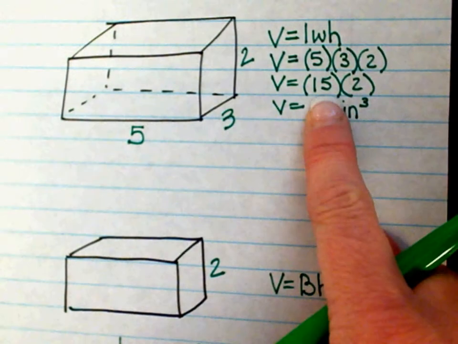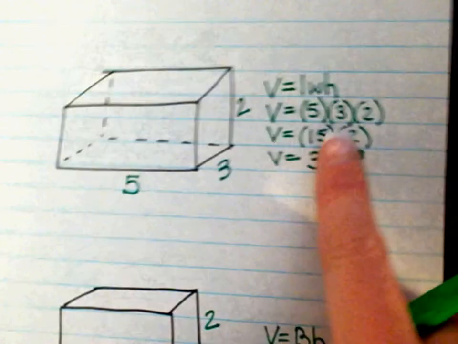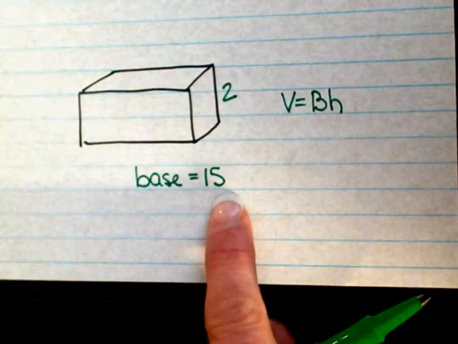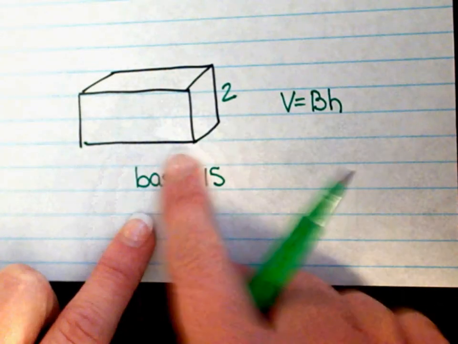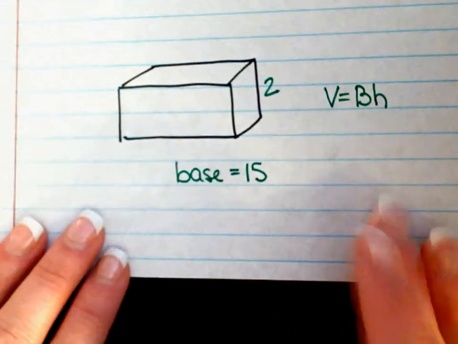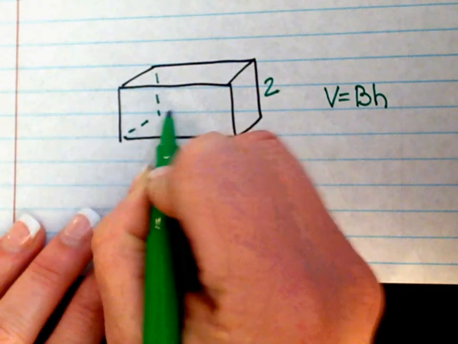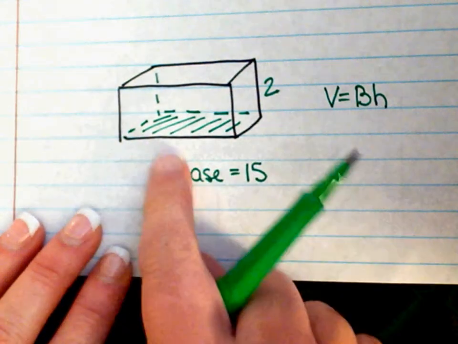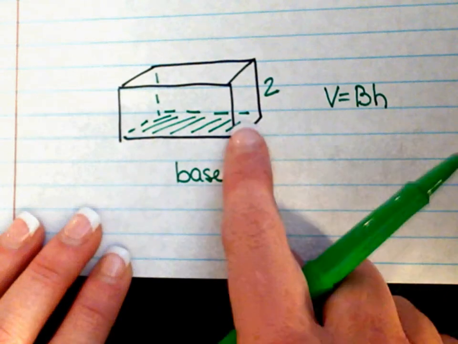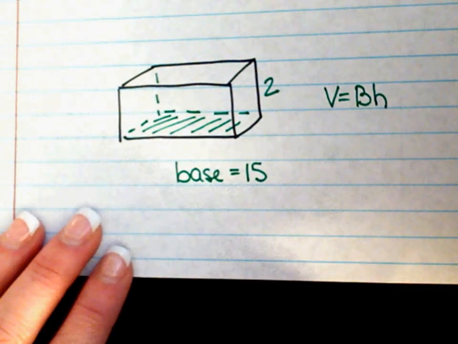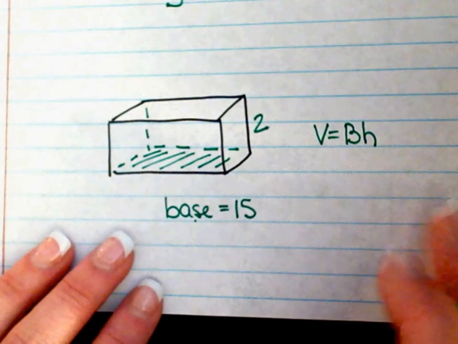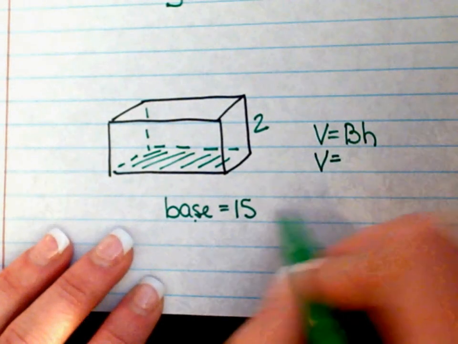Well, my base is 15, but if you just look back to what we just did, I had a 15 here, but how did I get it? Well, remember, I multiplied the length times the width, and I got the 15. What that means is the base is the whole bottom piece of that box. So if we could see through it, it would be this whole bottom piece that's a rectangle. The length was 5, the width was 3, the whole base is 15. Some questions give you the base, some questions don't.